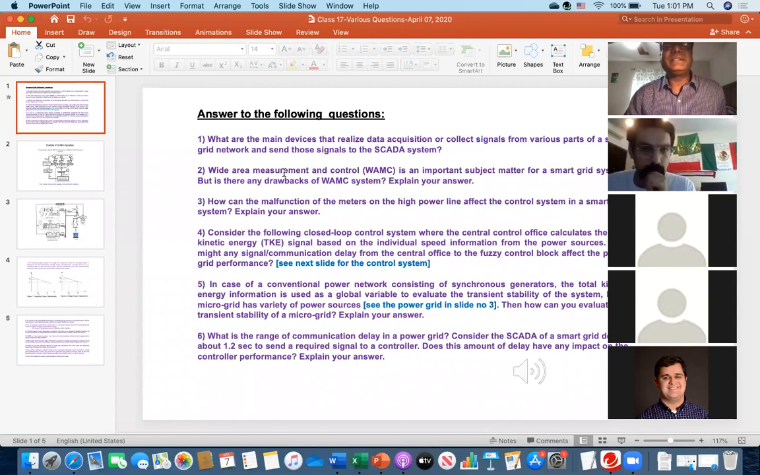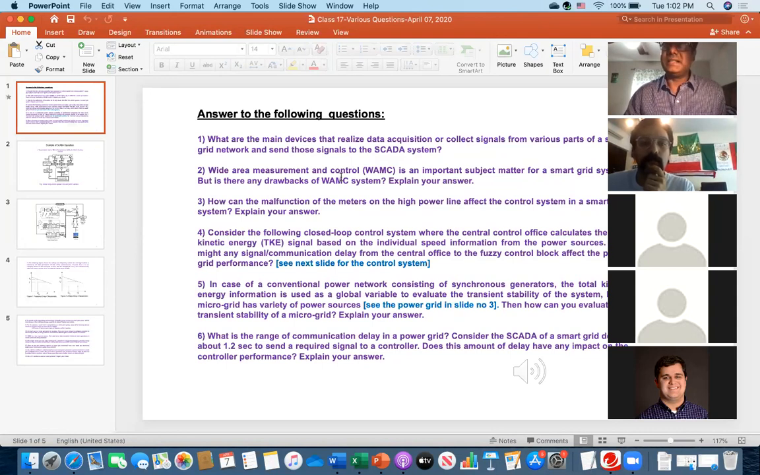Everybody see the very first question. What are the main devices that realize data acquisition or collect signals from various parts of a smart grid network and send those signals to the SCADA system? So, do you understand the question? The question is, what are the main devices that capture data acquisition or collect signals from various parts of the smart grid?